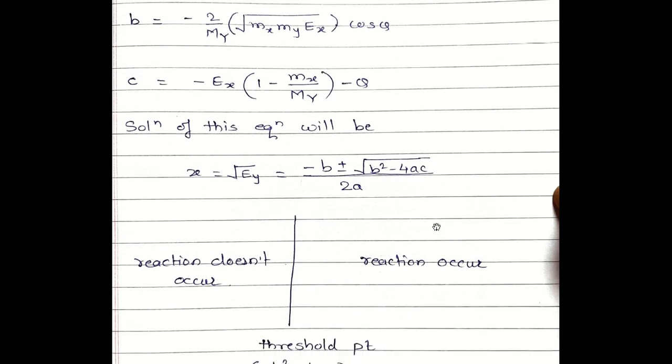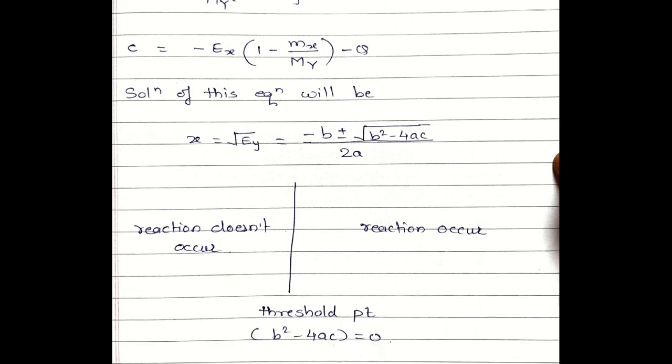Now, from this equation, we can actually obtain the limiting condition, or a certain boundary. Above that boundary, the reaction could occur and will have some definite solution. Below this boundary, the reaction doesn't occur, meaning the above quadratic equation will not have real roots. If there are real roots for the considered quadratic equation, the reaction will occur.